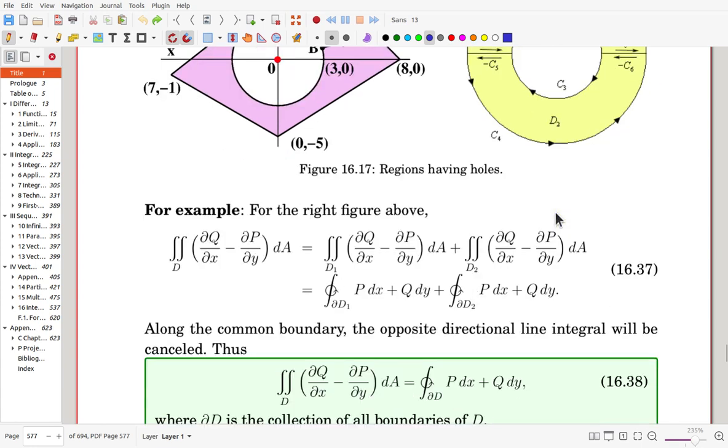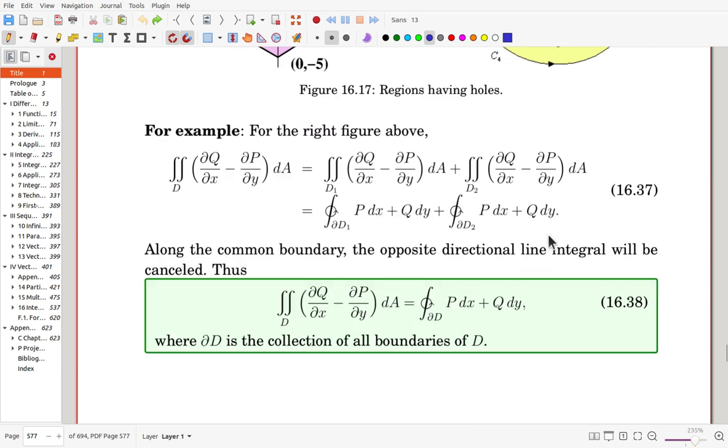So here we can conclude the observation in this way. Double integral over D having a hole, Q sub x minus P sub y, can be obtained through this line integral P dx plus Q dy. In this case, the boundary of D is the collection of all boundaries of D.